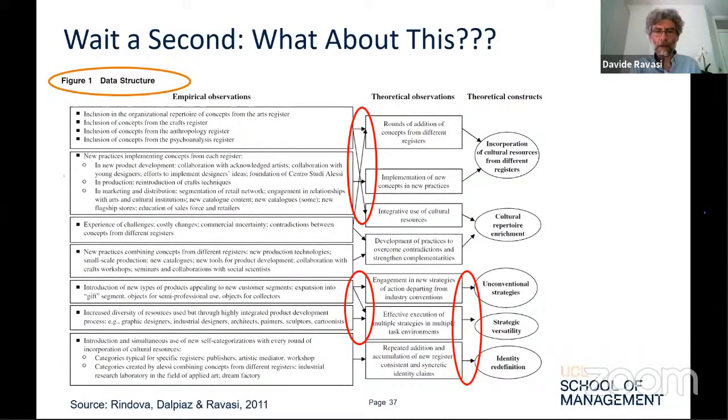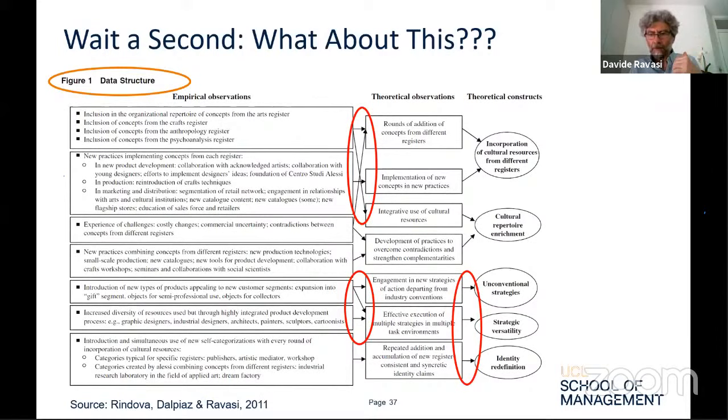And there were some empirical observations that supported multiple constructs. So we used this and it worked. The reviewers found it useful. We shouldn't have called it a data structure. That's misleading. In fact, the data analysis was very complex.